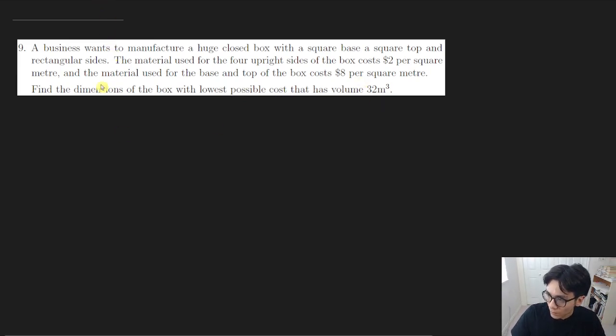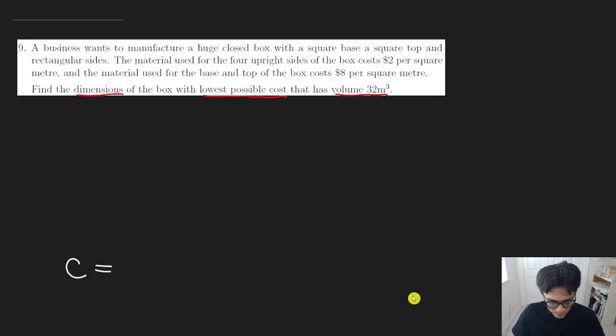Okay, so first off, what are we trying to find? We're trying to find the dimensions of the box with lowest possible cost with a certain requirement, a volume of 32 meters cubed. What kind of style question is this? Well, it's an optimization question, right? We're trying to optimize for the lowest possible cost. Okay, so how are we going to do that? We want to find cost as a function of some variables.